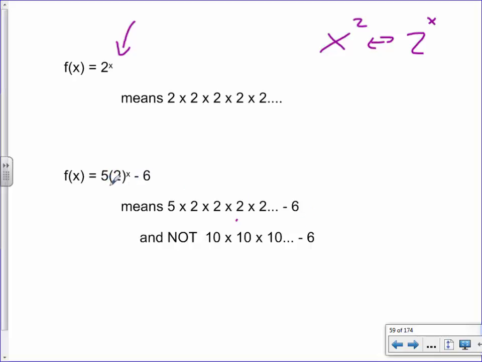The common mistake that kids will make, though, is they'll look at this example and they'll say 5 times 2 is 10. And so this means 10 times 10 times 10 times 10. But according to BEDMAS, that's not how this works, because the bracket right here means that only the 2 gets repeated over and over again. Does that make sense? Okay.